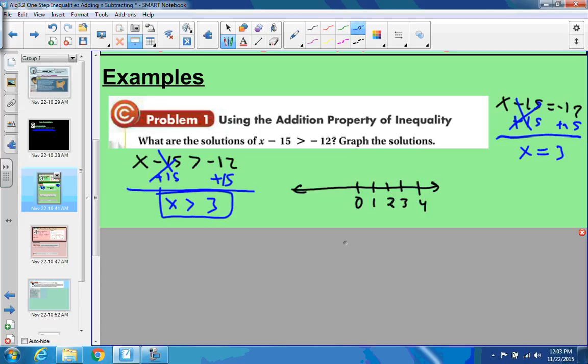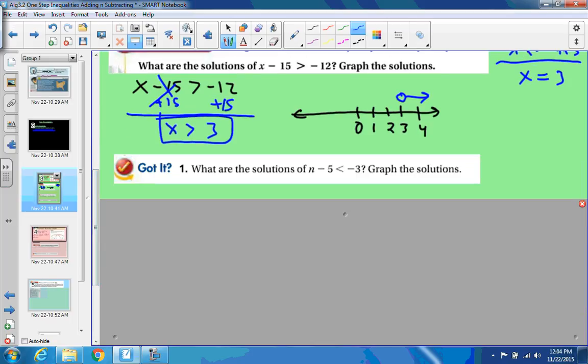So I'm going to take my 3, and remember, since it's just greater than, and not greater than or equal to, we use an open circle. We use an open circle at 3. Anything greater than 3 would be going to the right. So that's how I graph that inequality.